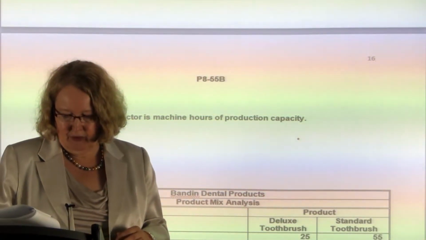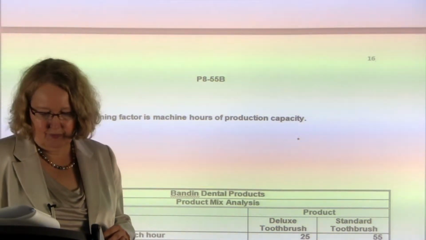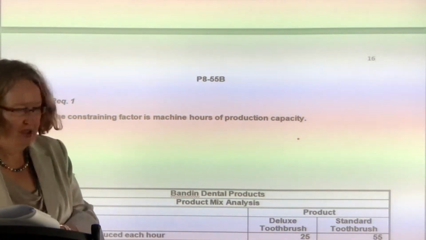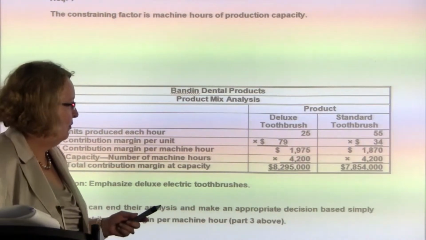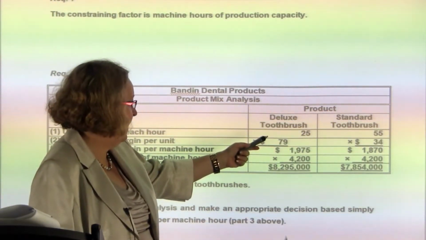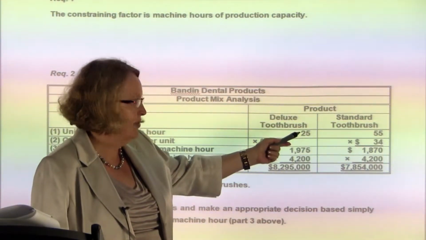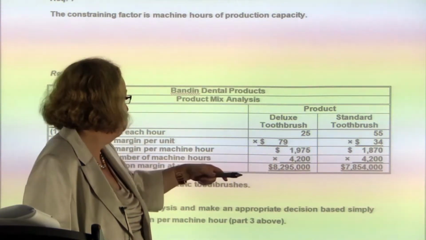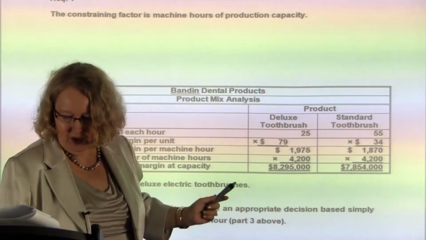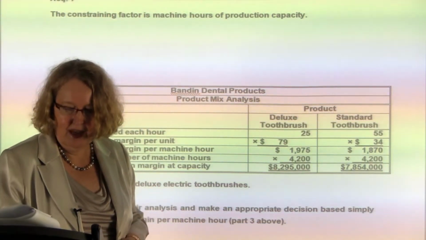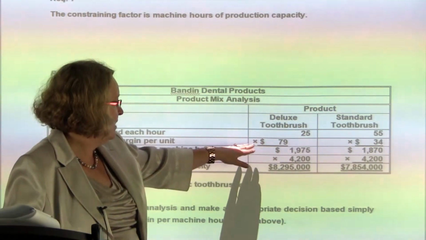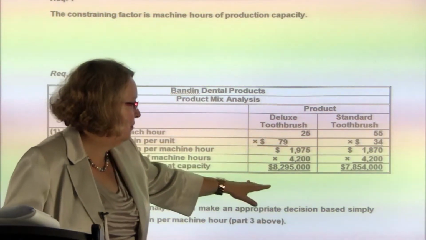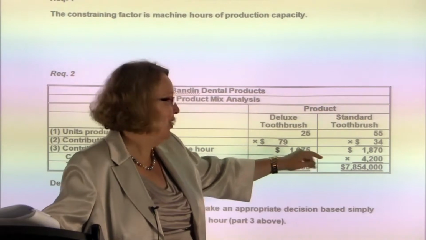And for the information here that we're using is of course coming right from the problem. So for deluxe, you can produce 25 toothbrushes in an hour, and for standard, you can produce 55 toothbrushes in 1 hour. So the contribution margin per unit, and you're given that in the table in the problem, so the contribution margin for the deluxe is $79. Contribution margin for standard is $34.